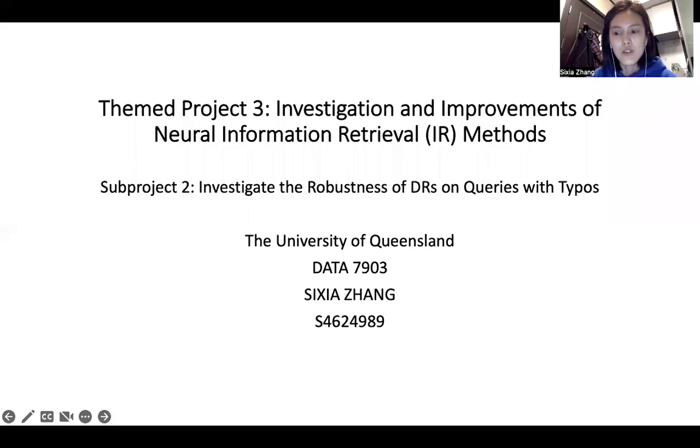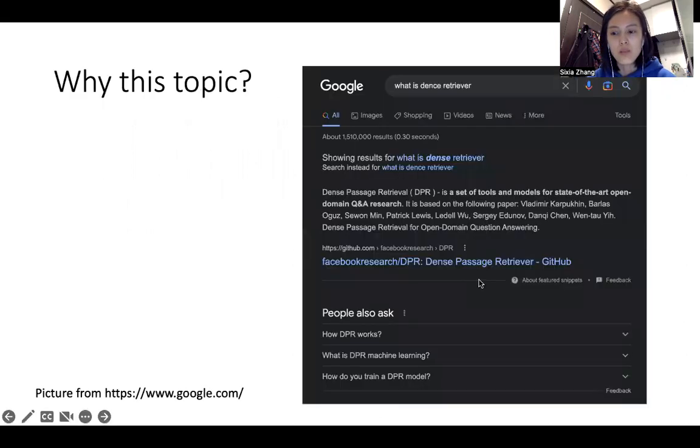Hello everyone, this is Sixia ZHANG, and my topic is investigating the robustness of dense retrieval on queries with typos. So our focus is on queries with typos. Why do we want to research this topic? Because in our daily life, we may type something wrong in the query, but we still want to get the desired answer from the search engines.